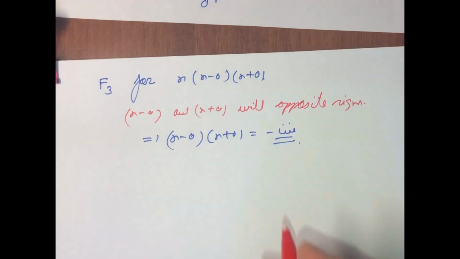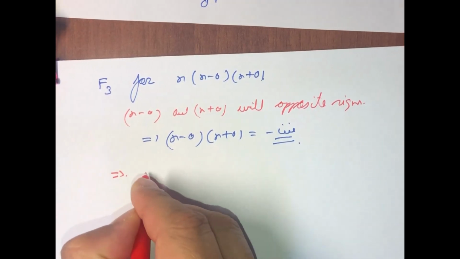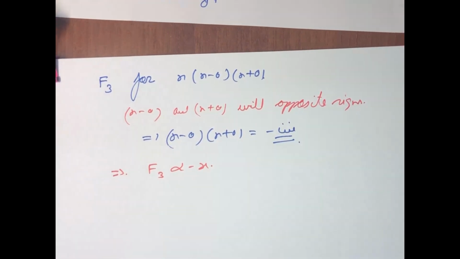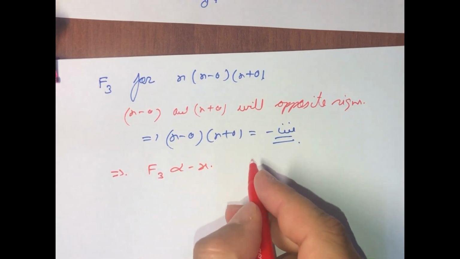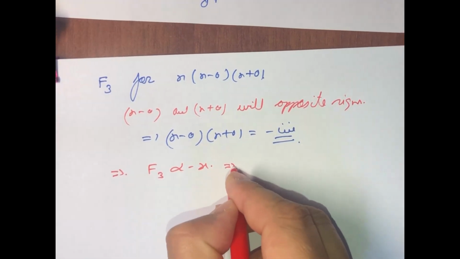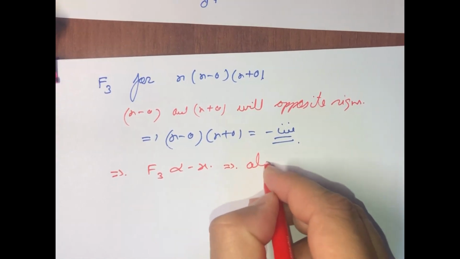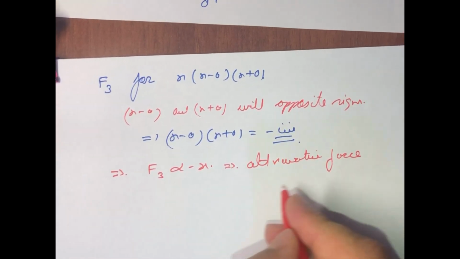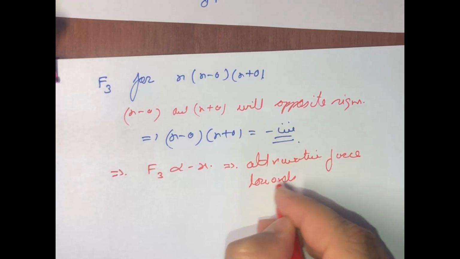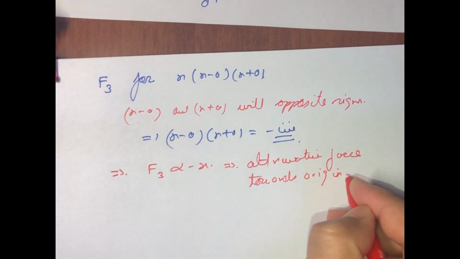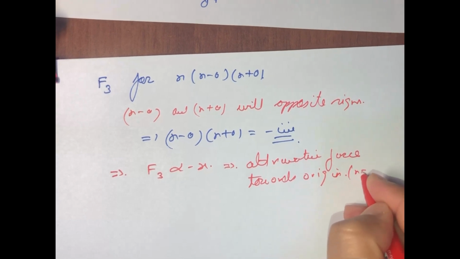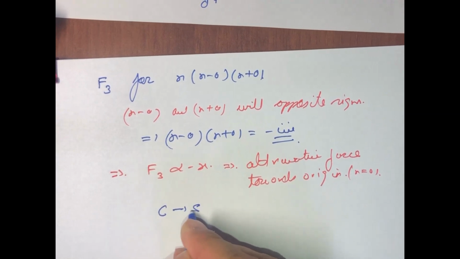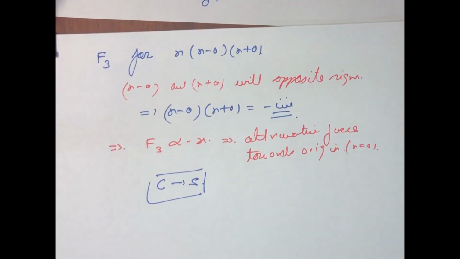This is coming as negative, so you can say that F3 is directly proportional to minus of x. If this is true, then we can say it is going to have an attractive force towards origin, or we can say x equal to 0. So it means for C, S is also one of the correct options.